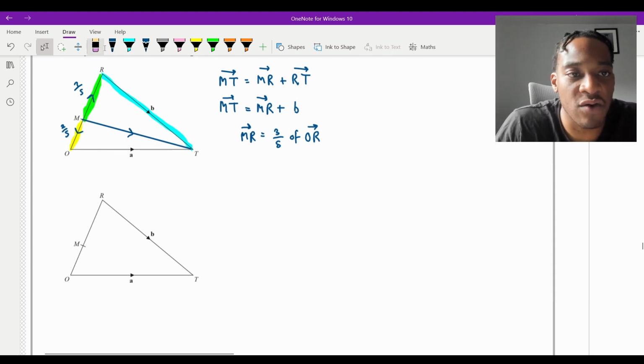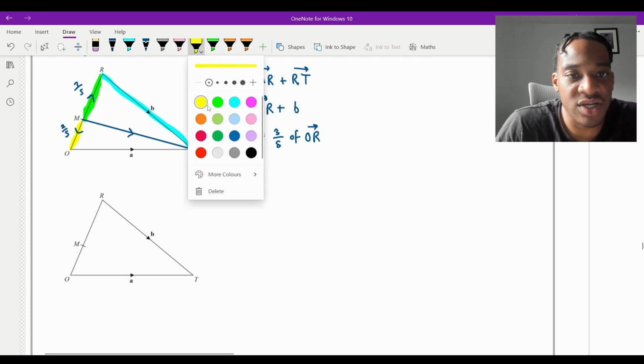So O to R is what we're looking for. Now, O to R, we can see is, I'll do it in a different color actually.